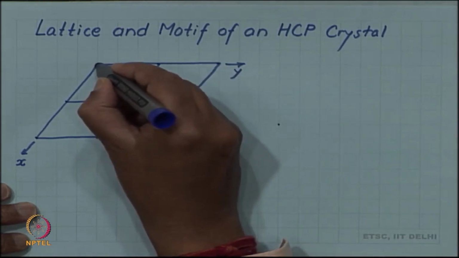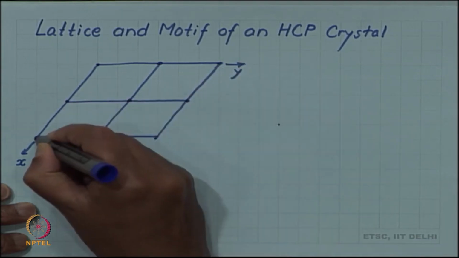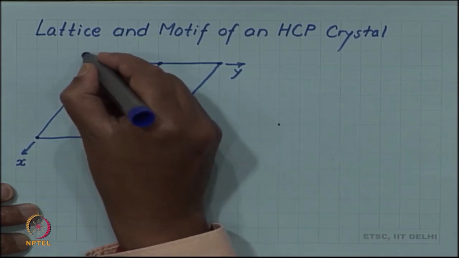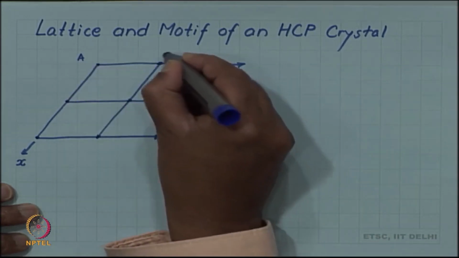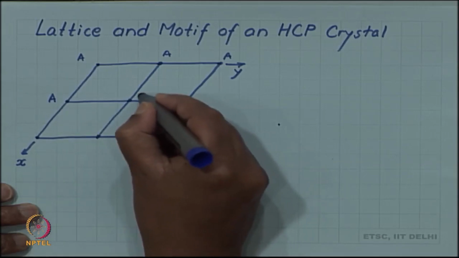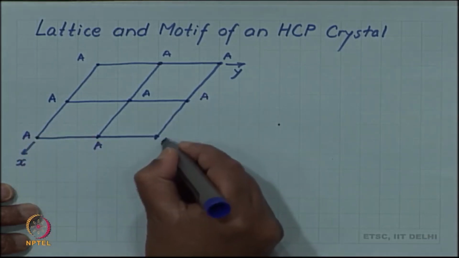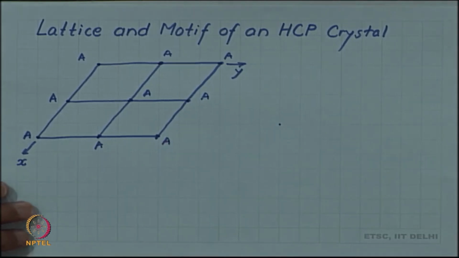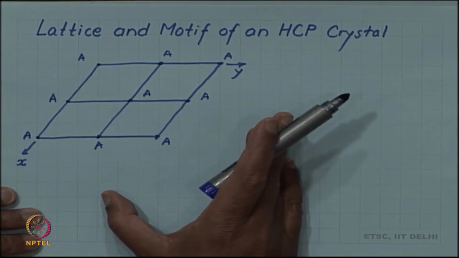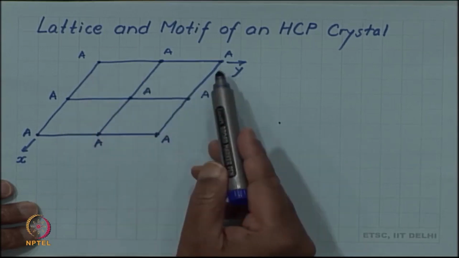Now, these corners of the lattice points are what decide the A location in the structure. This is where the centers of A atoms will be placed. These are all A locations, and I mark them as A. So, what we have now is the projection of all the lattice points in the crystal on one of the planes, the basal plane of the crystal structure.